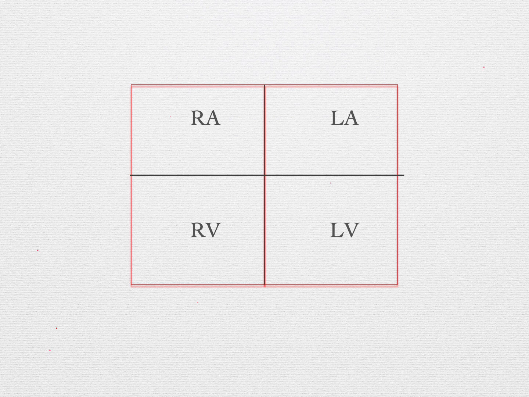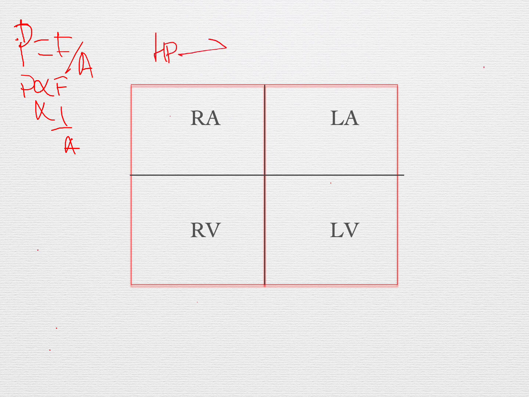So pressure is defined as force by area, and this means that pressure is directly proportional to force and inversely proportional to the area. The second concept is that blood always flows from a region of high pressure to a region of low pressure. Now these two concepts are very important to understand the cardiac cycle, and let's apply these two concepts to the cardiac cycle.